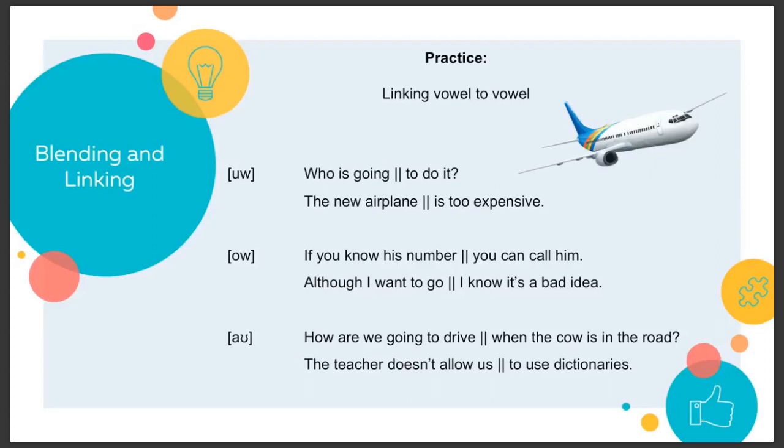Next, how are we going to drive? How are we? When the cow is in the road, cow is. Next, the teacher doesn't allow us to use dictionaries. Great, I think that's a lot of examples for you, a lot of practice, and now I think you guys are ready to practice it on your own. So remember, you can send me messages in the Telegram chat, you can practice this, you can ask me more questions about this. This is a really big topic and it's really important for speaking naturally.